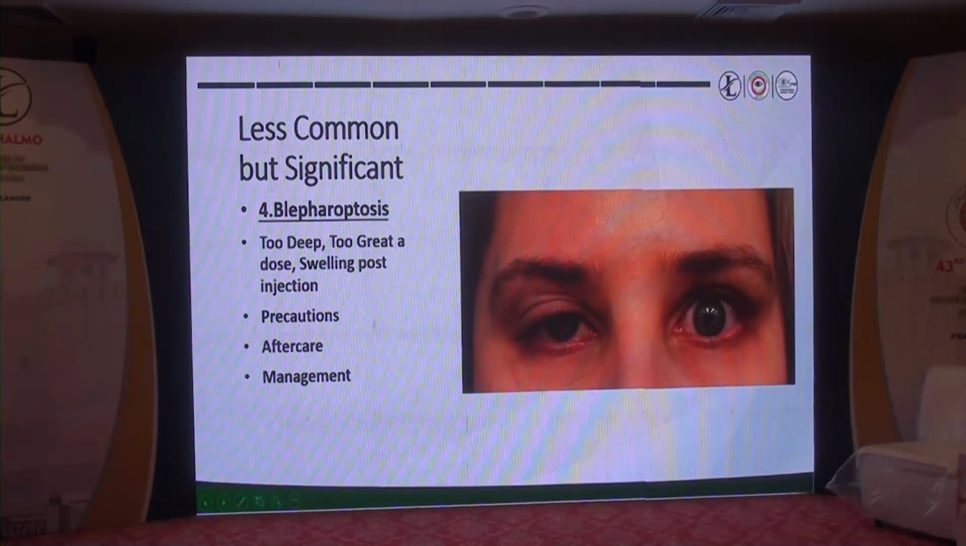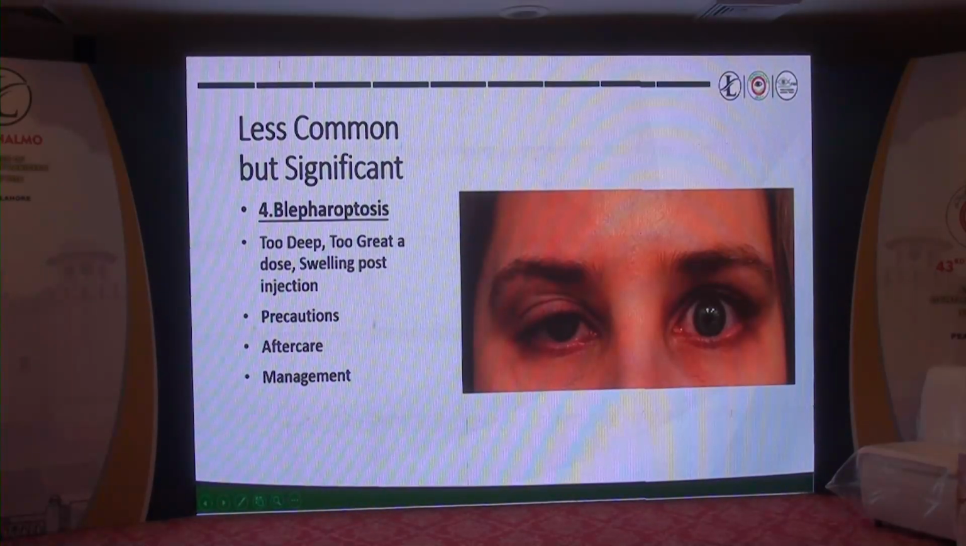Now coming to the significant ones, these are less common, but these are very bothersome to the patient. One of these is ptosis. So a patient comes to you and he has frown lines, or he has crow's feet, and he goes back with the ptosis. So obviously that's not a very good sign. This happens when the dose was large or the injection was too deep. And an immediate sign is that if you see a swelling or bruising post-injection, it means that you have gone deep and the patient might come with ptosis. So this happens when the botulinum toxin spreads by diffusion into the levator palpebrae superioris, which we do not want, and then it results in ptosis.